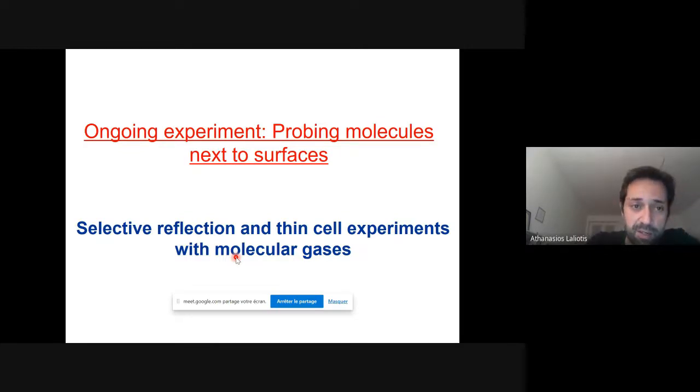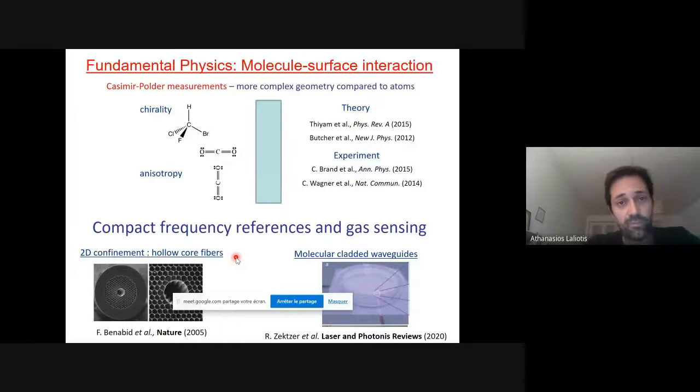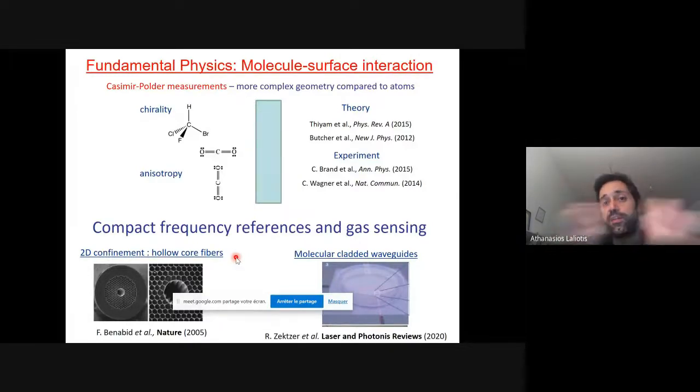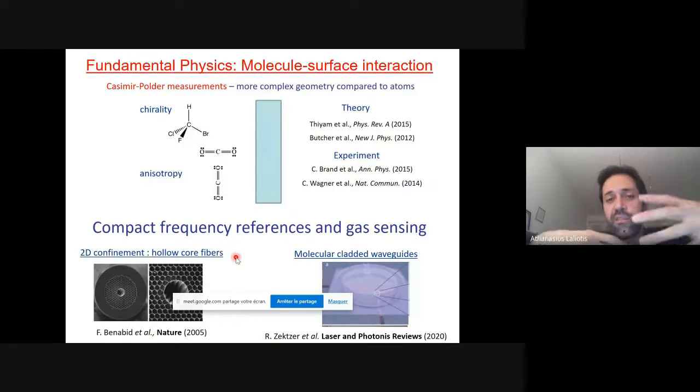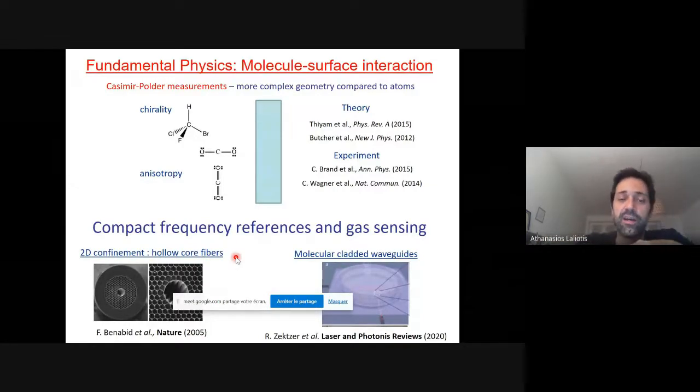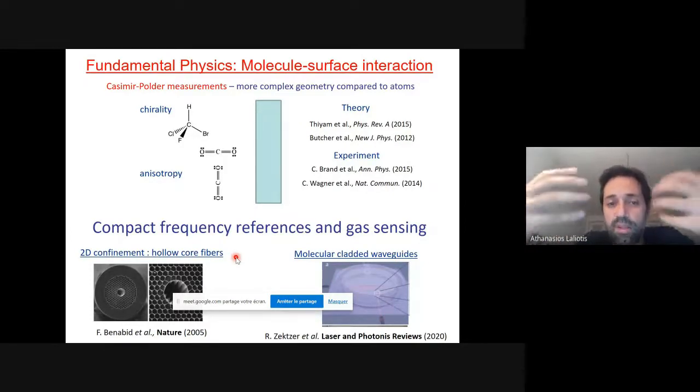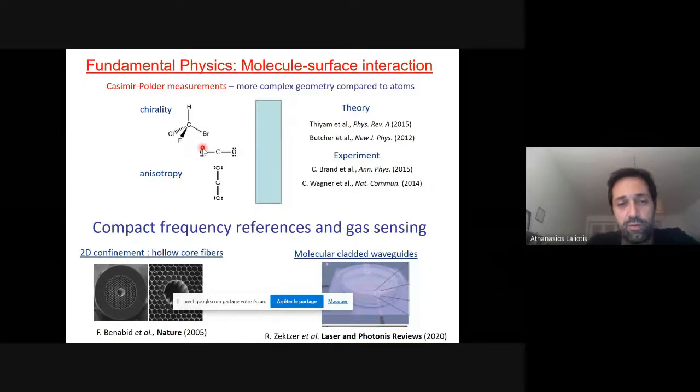And this is for many reasons. One of the reasons, of course, is fundamental physics and the measurement of molecule-surface interactions. Molecule-surface interactions are not easily accessible with other experiments. They have very rarely been investigated experimentally, but there are some very nice theoretical effects that are predicted, specific to molecules, that relate to the complex molecular geometry compared to the much simpler atomic geometry.